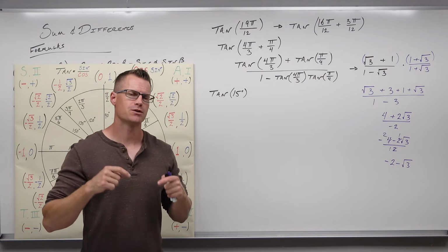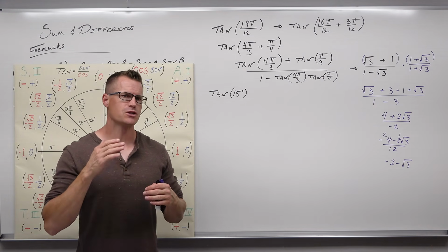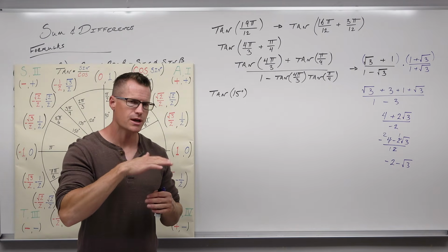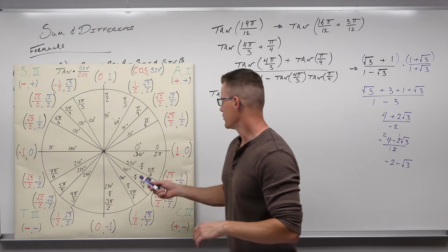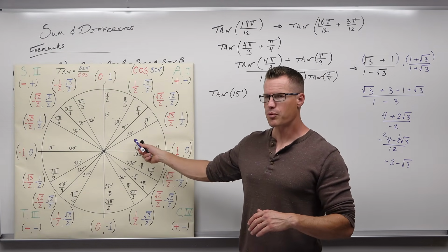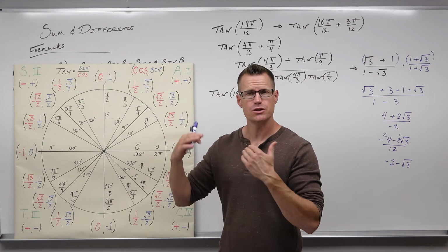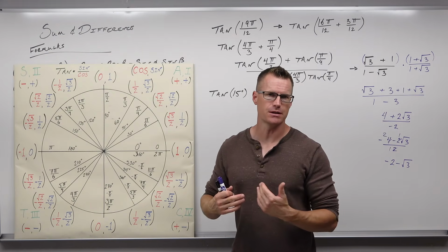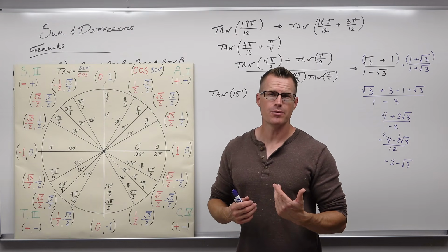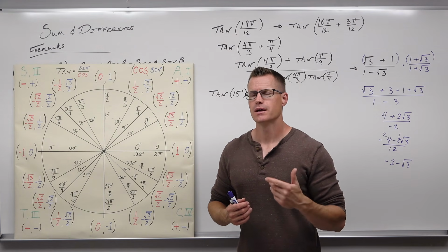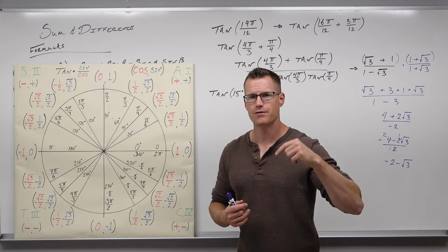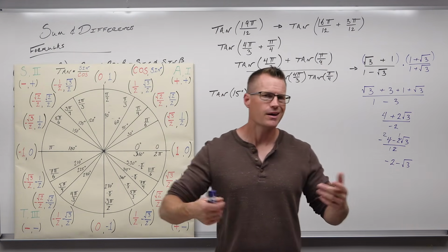Think about 15 degrees. 15 degrees is smaller than the smallest angle on our unit circle, which would be 30 degrees. So we're probably not going to add to get to 15 degrees. We're probably going to take two larger angles and subtract them, namely 60 and 45, because 60 minus 45 gives me 15 degrees. So I'm going to write that out.